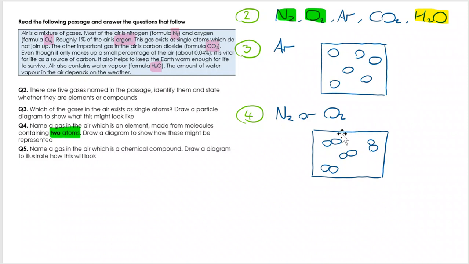And I've put 4. That could be N2 or it could be O2 because I haven't got a key to say what the colour represents. That's what we were looking for.